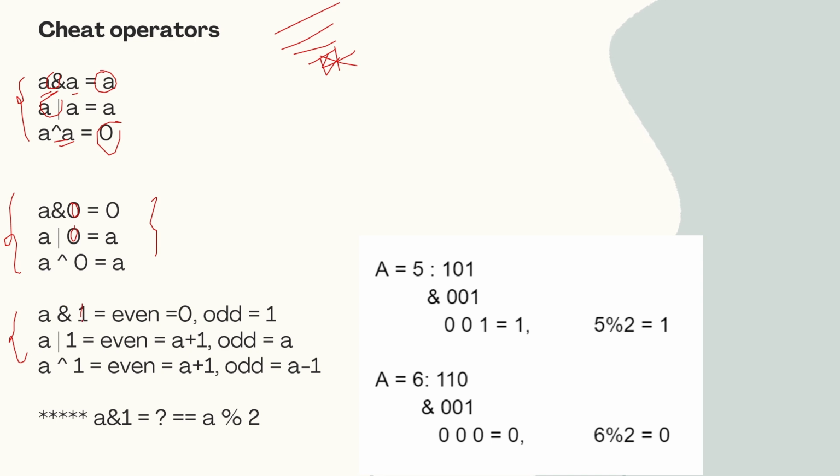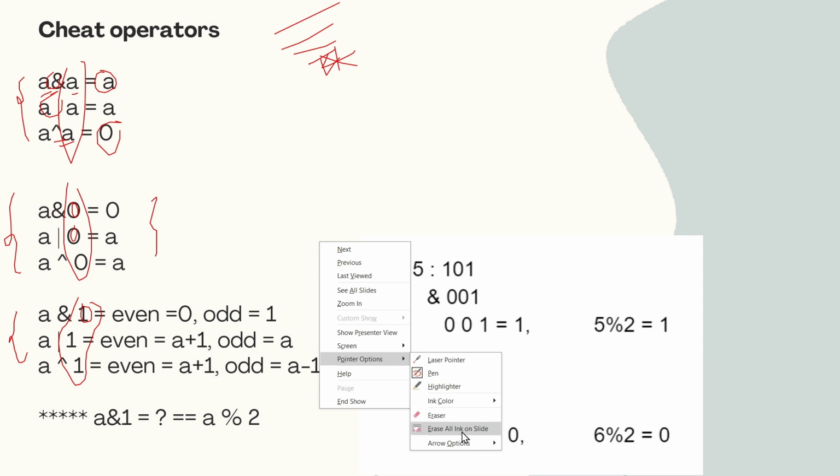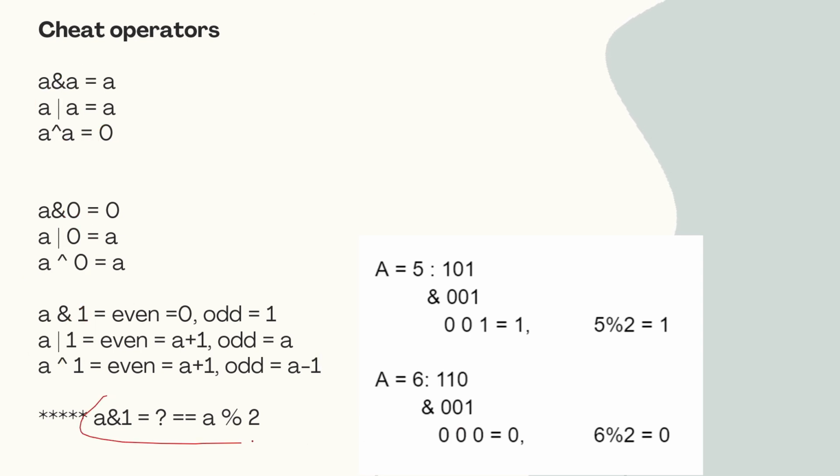Similarly, with respect to 1. So here only this right side part is changing. Here it is A, here it's the same number, and here it's 0. Here I have checked with 1, right? So that is the idea. And similarly, the most important one, this thing. It will be useful in most of the problems. So that is about some of the cheat operators. If you have any doubts, you can post in the comment section.